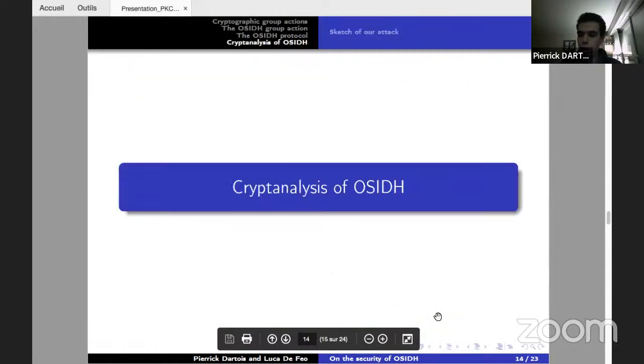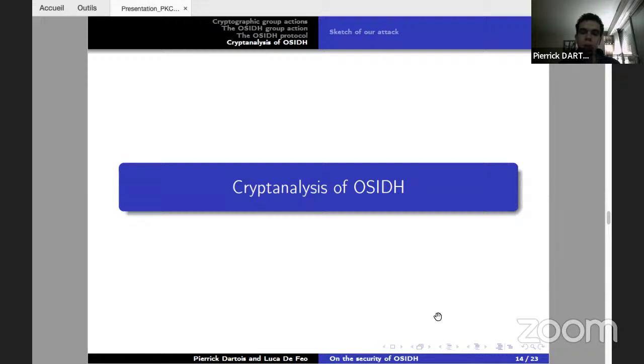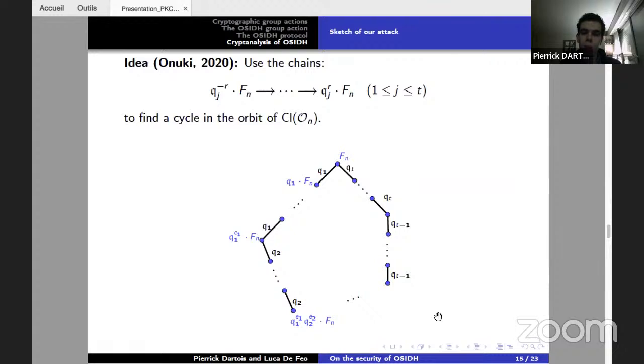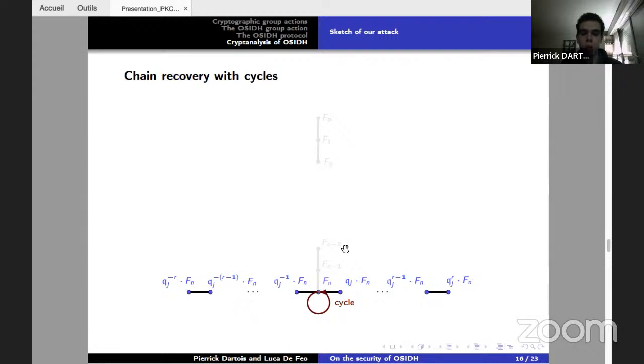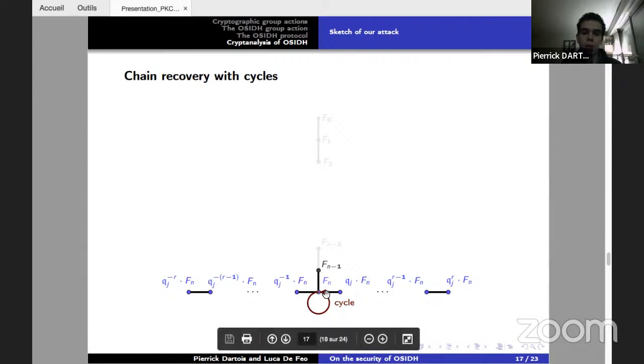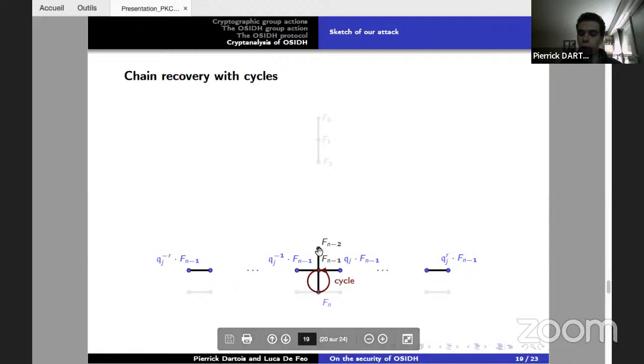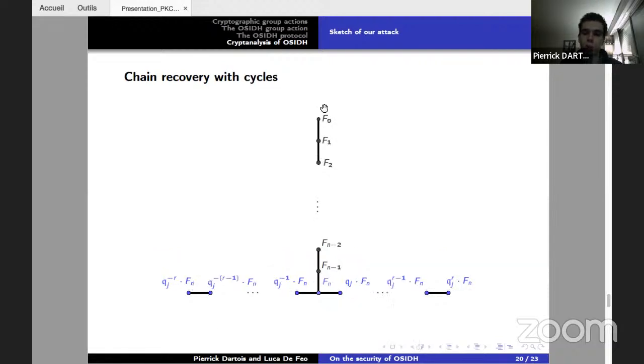But this is not enough to make OSIDE secure, actually, because with those horizontal chains, we are able to recover the whole descending L isogeny chain. Why? Because this could be leveraged to find a cycle in the level n of the graph. And this cycle could be used to recover the element of level n-1 in the chain. Then we could just push the information that we have at level n to level n-1 to recover again a cycle, go to level n-2, and like this recover the whole chain.